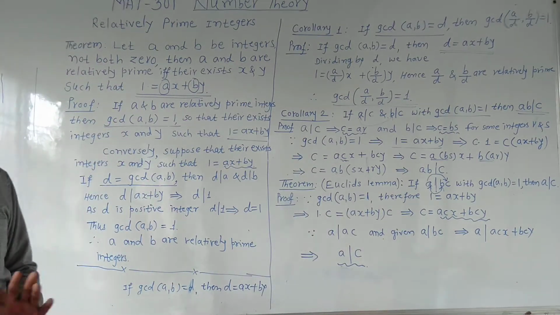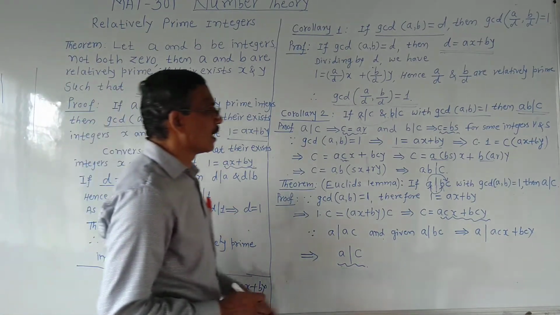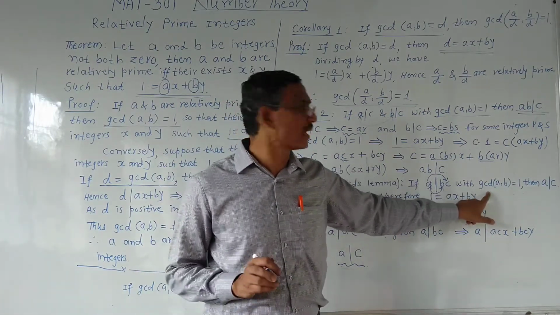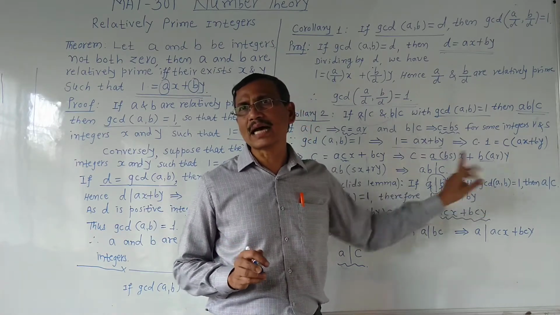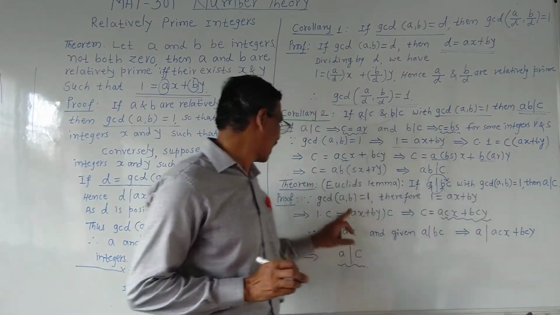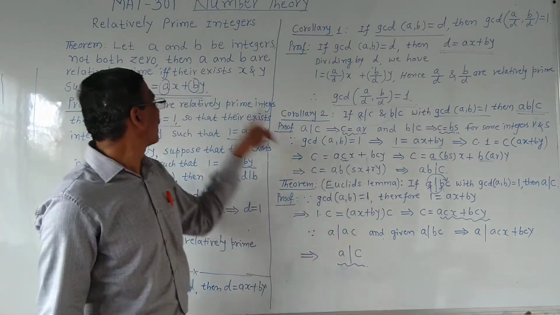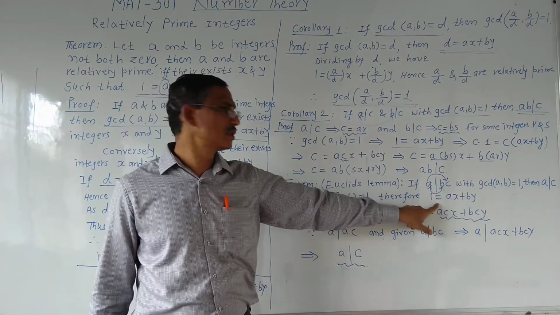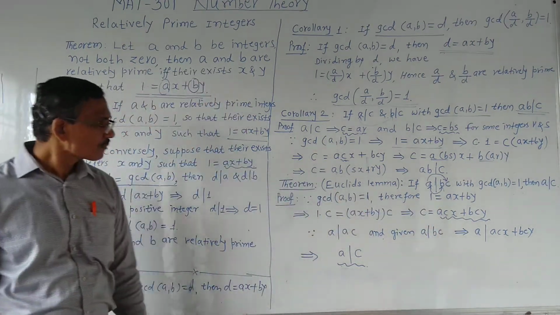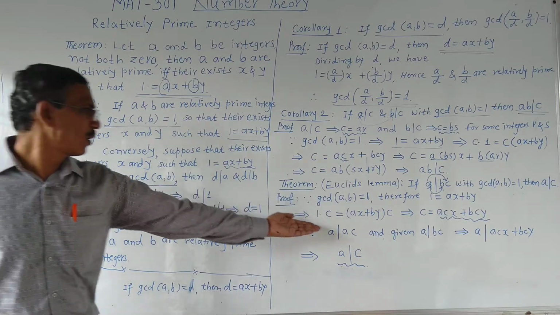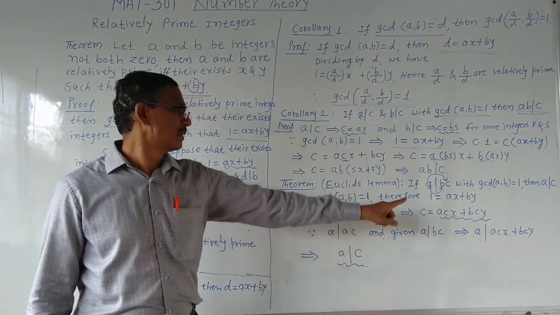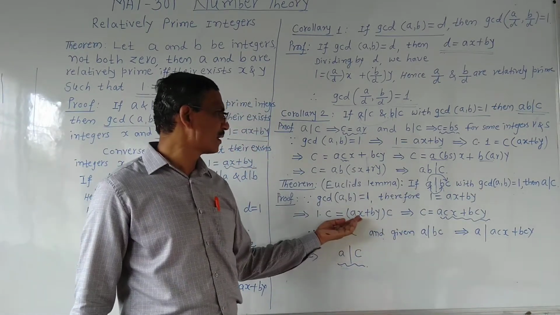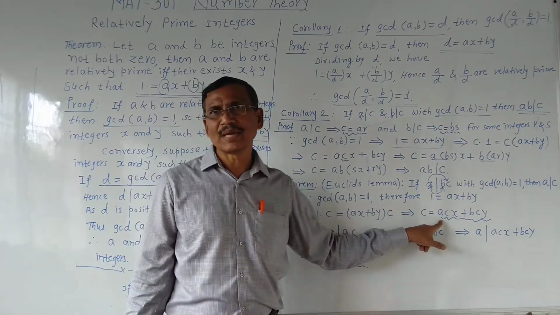Again, the proof is very simple. Here, as it is given that a and b are relatively prime integers, remember that if the greatest common divisor is 1, the integers are relatively prime. Then by using the earlier theorem, we have 1 equals a x plus b y. What have we done? We multiplied both sides by c. 1 into c equals (a x plus b y) into c, which can be written as a c x plus b c y.